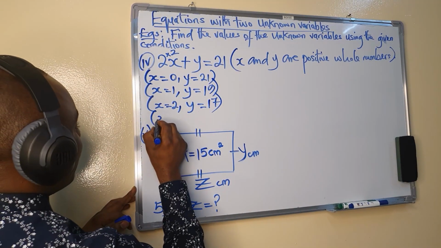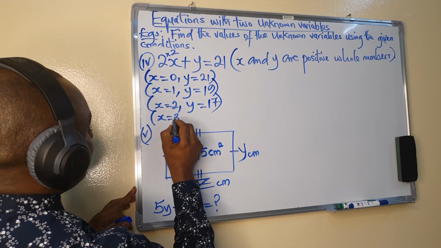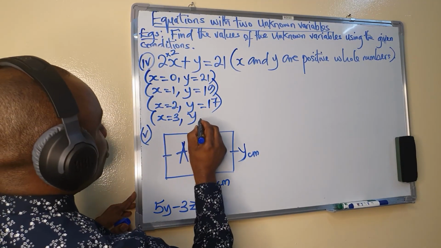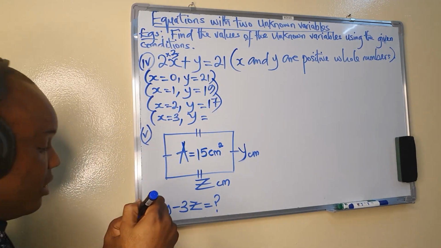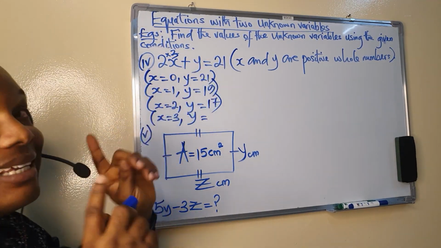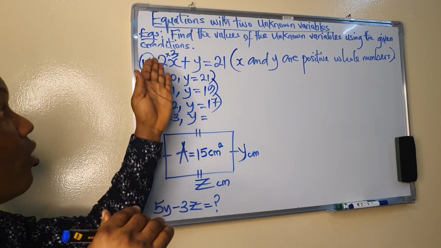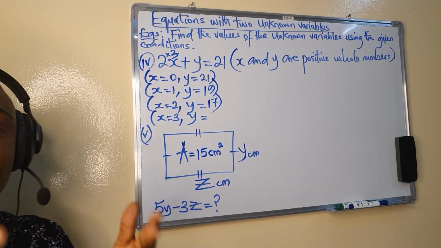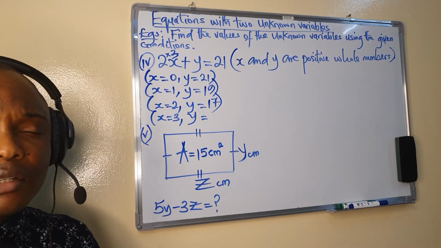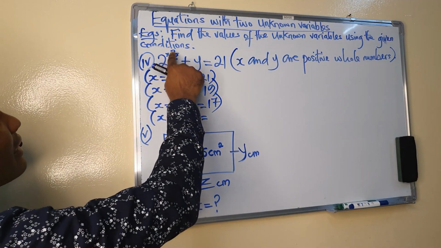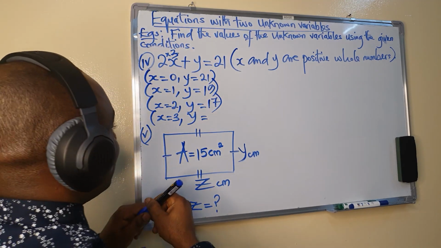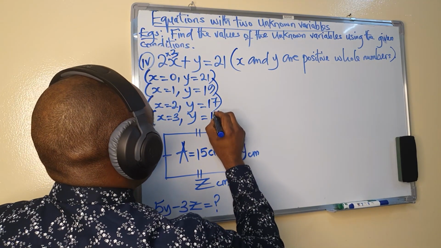What if x changes to 3? When x changes to 3, what happens to y? Okay, let's think about it. Instead of 2, this changes to 3. 2 times 3 is 6. Therefore, what do we have to add to the number 6 to give us the number 21? That number is 15. Therefore, it means that 6 add 15 is 21. So y is going to take the number 15.